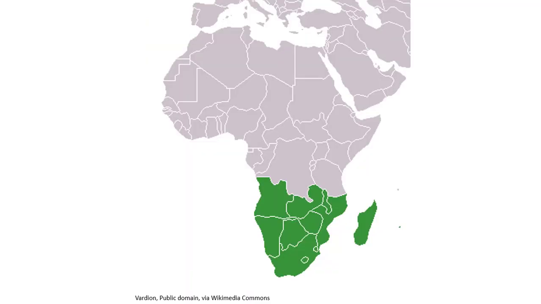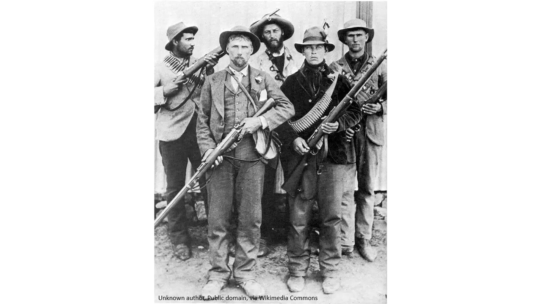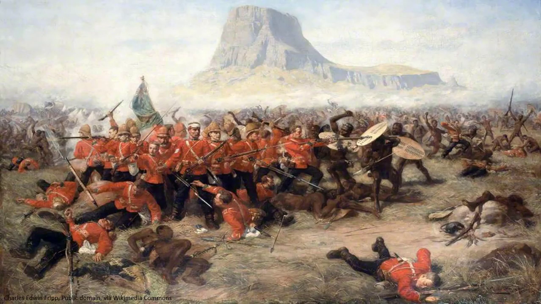In southern Africa, British businessman Cecil Rhodes began to carve out his own petty kingdom after diamonds were discovered in 1870. Dutch settlers had been in southern Africa since 1815, and their descendants, the Boers, teamed up with the British to fight wars against local African tribes such as the Zulu and the Xhosa.